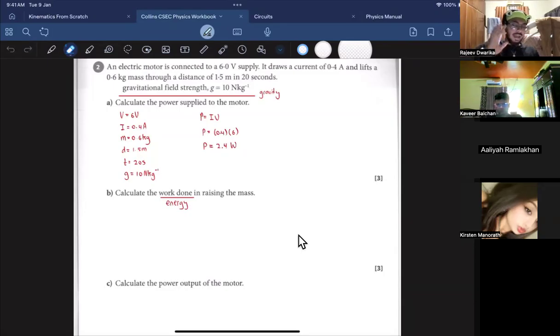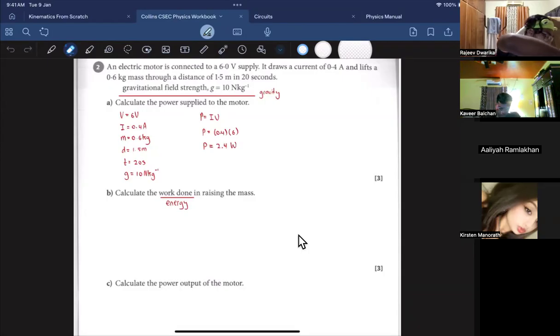Let me explain. Anytime we have height, anytime height is a factor, what kind of energy are we talking about? There are two types of energies you need to know for CSEC physics. Can you tell me the two types of energy? Well, at least the ones with formulas. Check the formula sheet. It should have the formulas for energy.